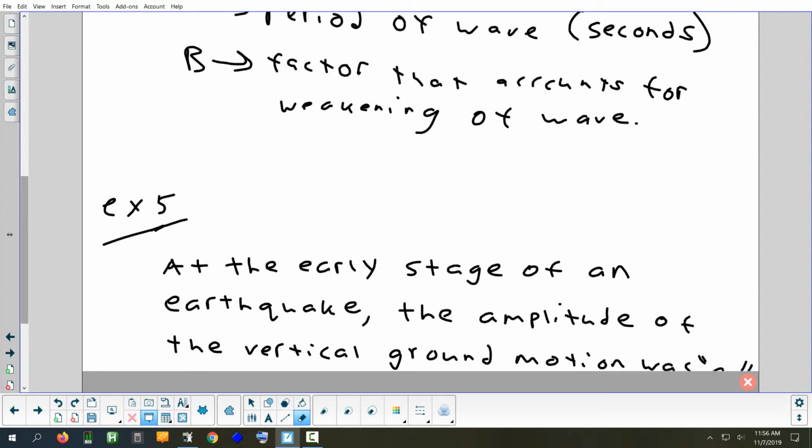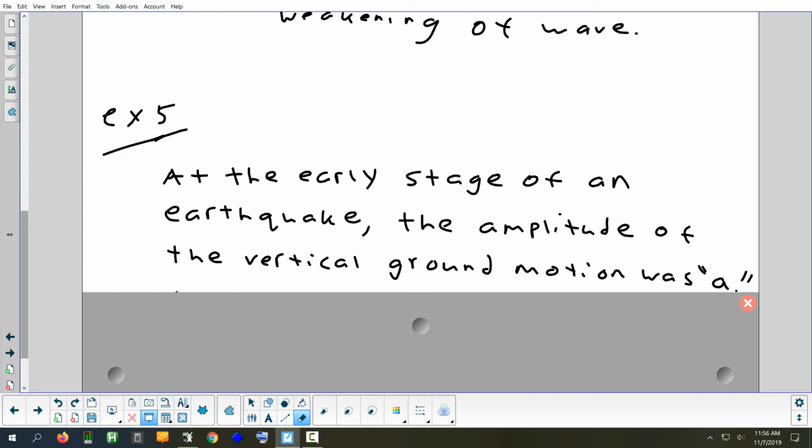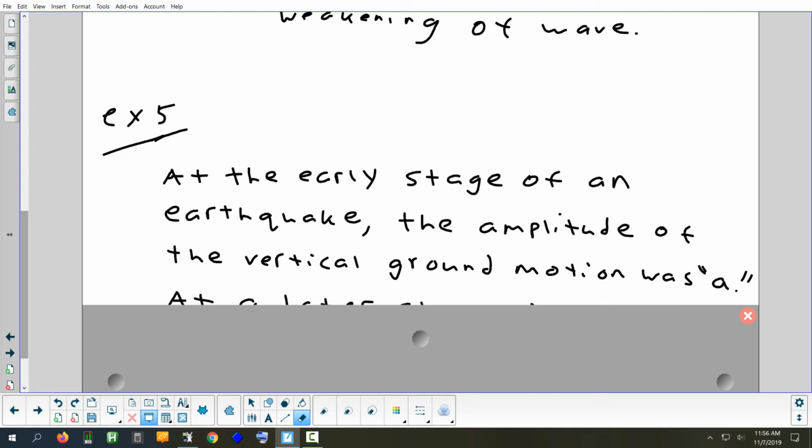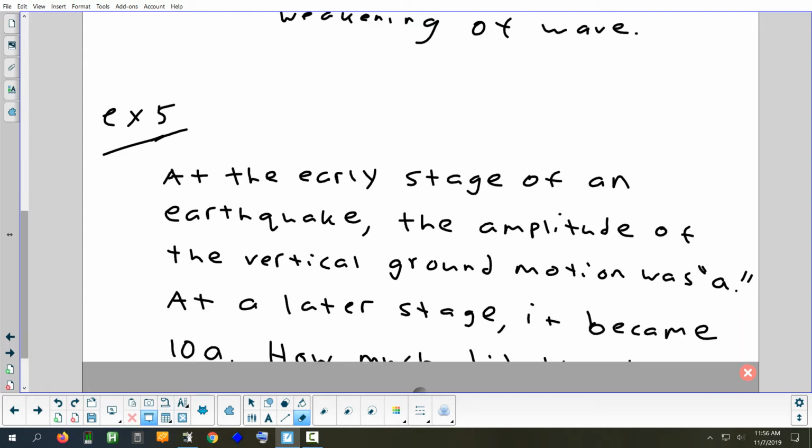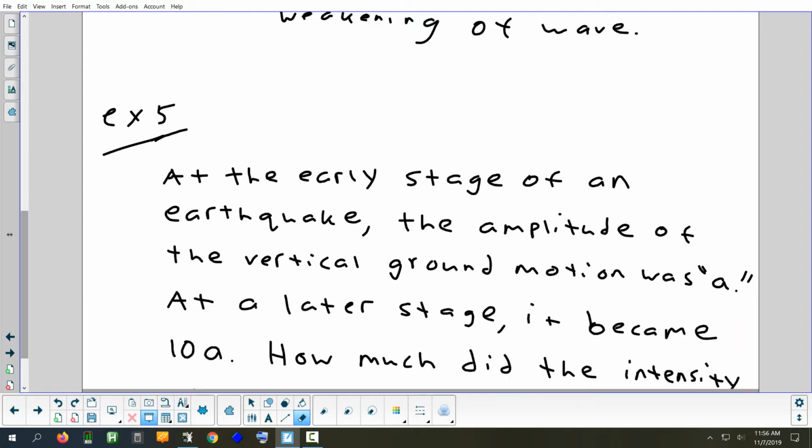So what they're going to tell us in this problem is that at the early stage of an earthquake, the amplitude of the vertical ground motion is A. That's all we know. Okay? It was A. At a later point, it was 10 times as much.